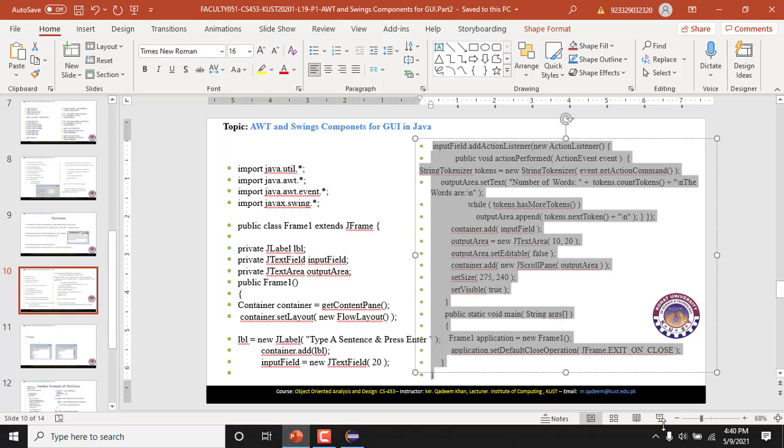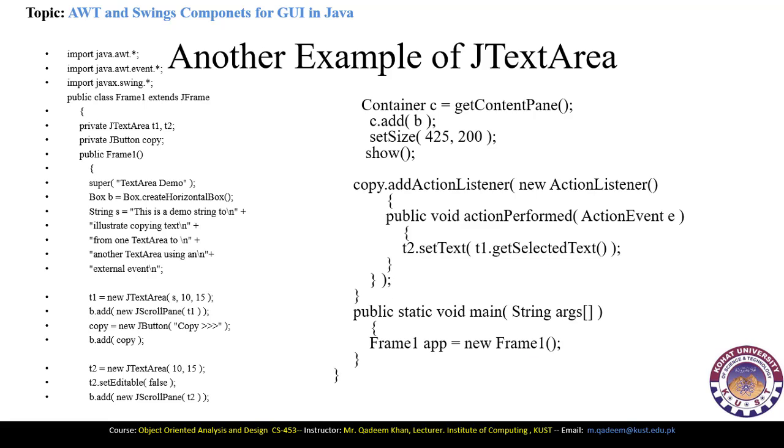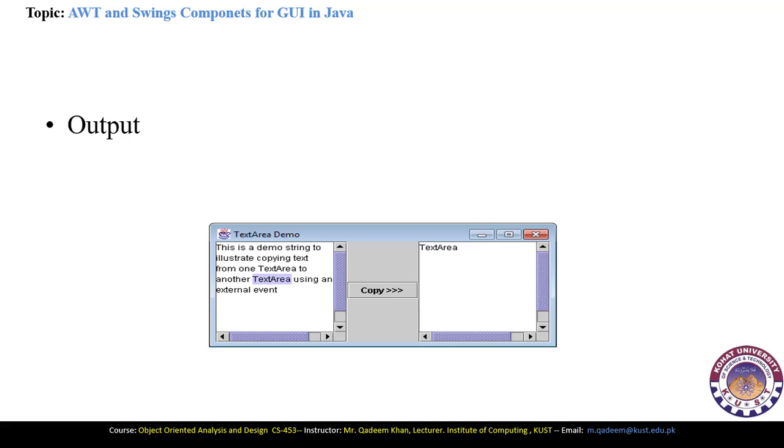Now we will resume our slides. So here I will resume the slides here. There is another example of the JTextArea. So first of all, I will show you the output.